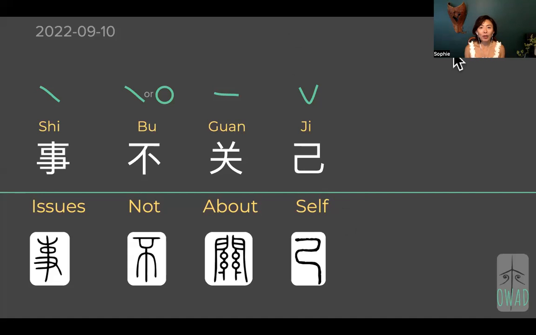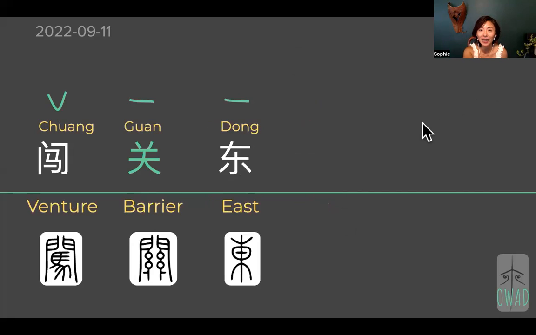事不关己 was what we talked about yesterday. You can pronounce the bu as 不关己 or 不, lightly touching it. So it's the attitude of "it's none of my business," a "this is not my issue" kind of attitude.